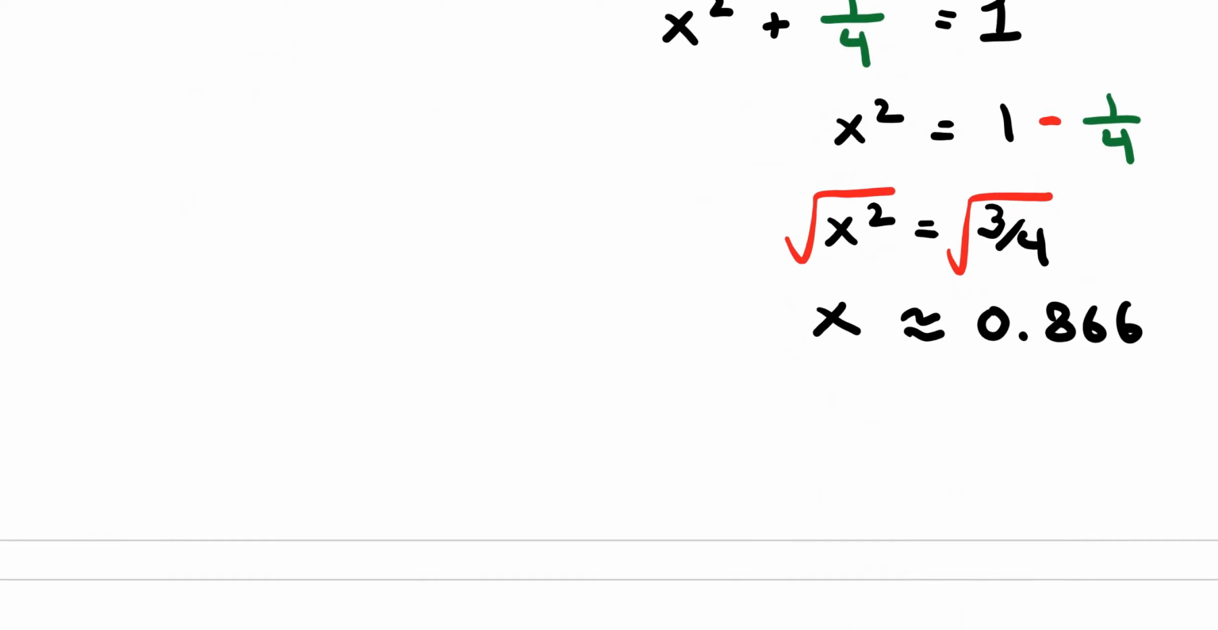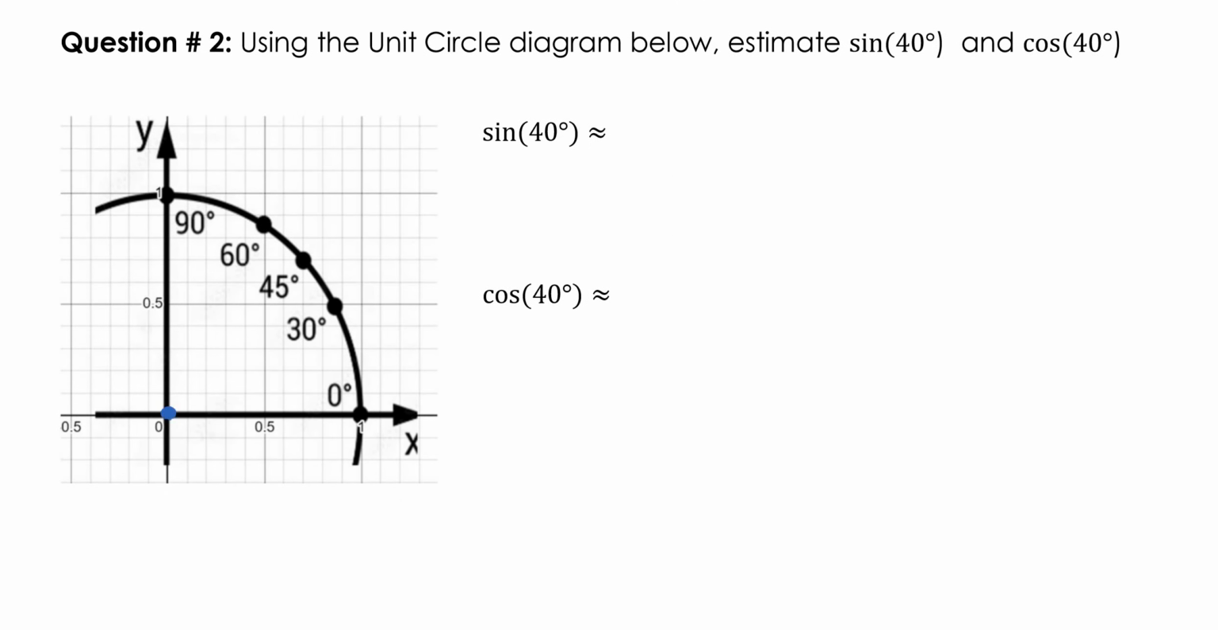Okay, let's do a similar question, question number 2 here. Let's move on to question number 2, and for question number 2, we need to use the unit circle diagram again, and this time we need to estimate sine 40 degrees and cos 40 degrees.